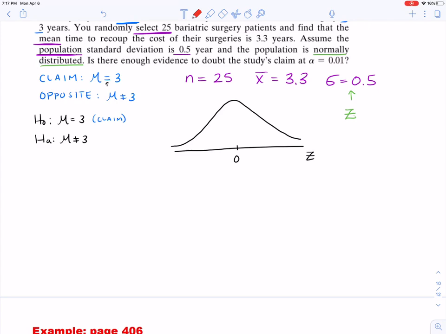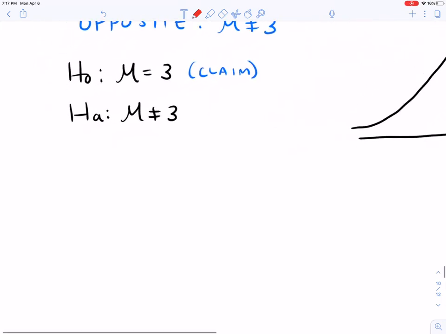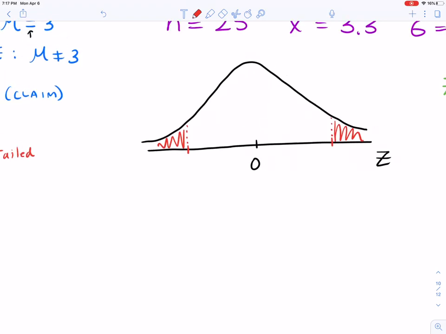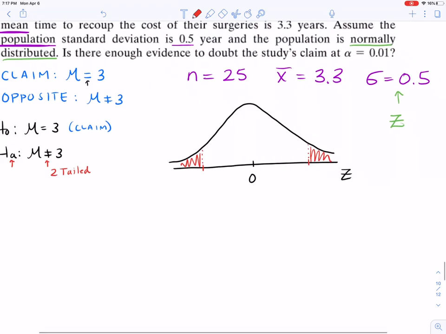Now, to shade the rejection region, I need to look back at the initial setup, look at the alternative hypothesis, and because the alternative hypothesis contains not equal to, that lets me know this is a two-tailed test. And so I'm going to shade my rejection region, split between the left and the right tails of the curve. And that also means I'm going to have two critical values, one negative and one positive.